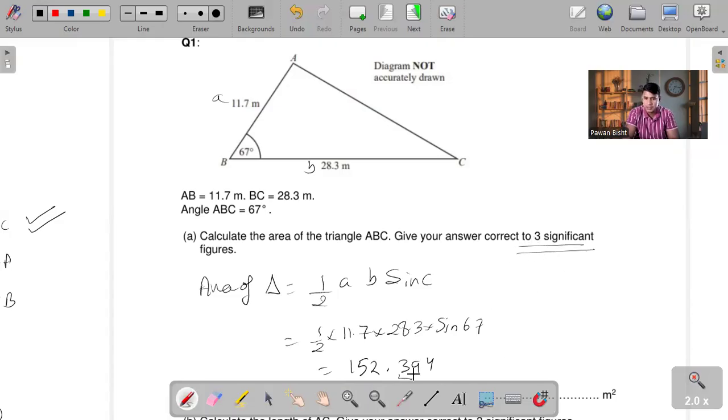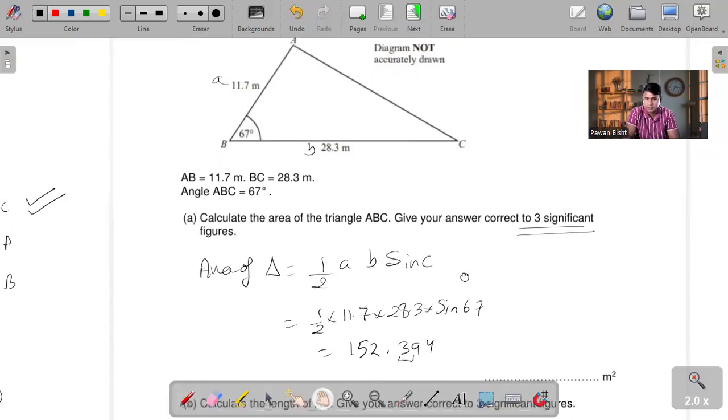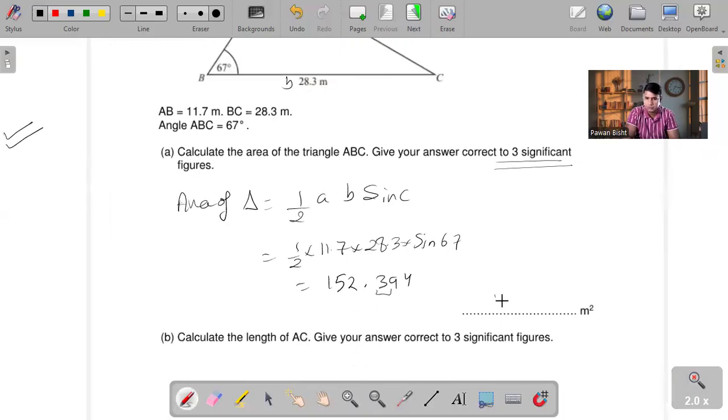So see this digit. If this is greater than 5, then you round it off to 153. But since the first decimal digit is smaller than 5, we write it as it is. My answer will be 152 meter square. Clear? Easy, right? We just applied the formula here.